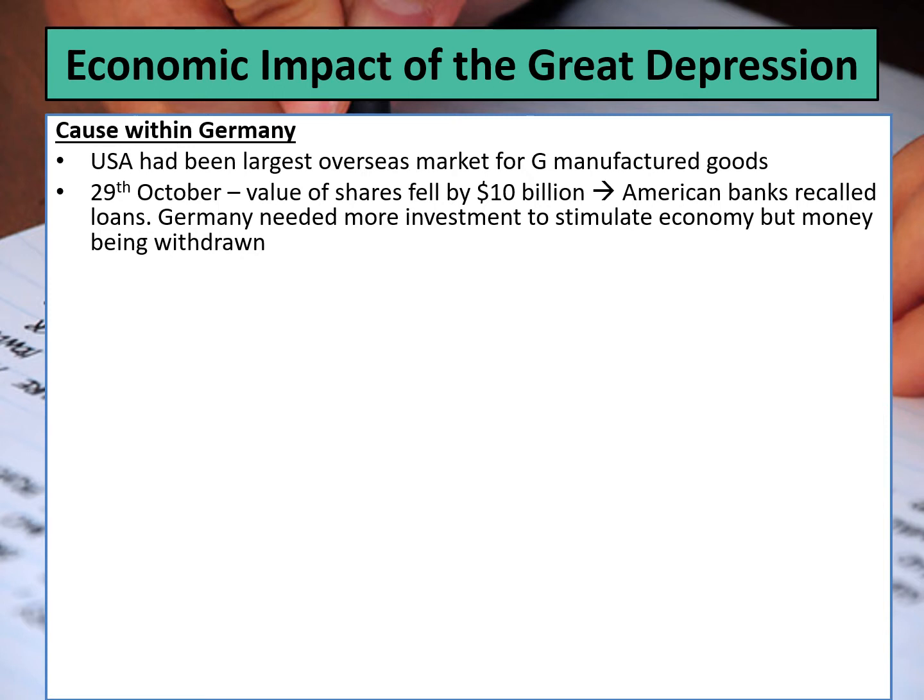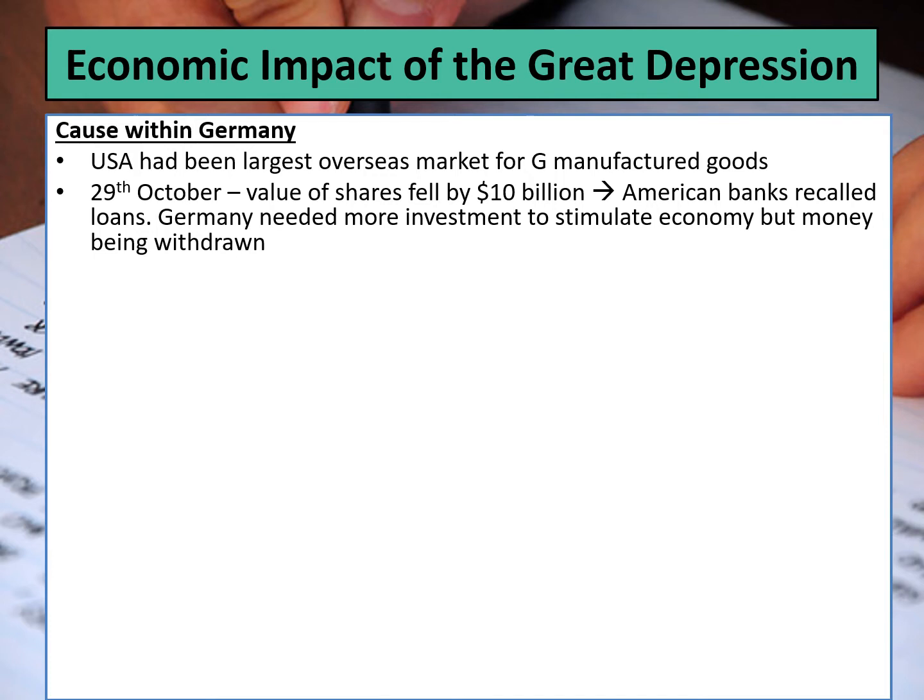Essentially, Germany was very much dependent on American loans and on investment from America, especially since April 1924 when they had signed the Dawes Plan and they had agreed to have that 800 million mark loan from America. Now, not only that, but the American industry was really important for them because the USA had been the largest overseas market for German manufactured goods. And therefore, if there were economic problems in the USA, this was going to have an enormous impact on Germany, as well as many other industrialised nations.